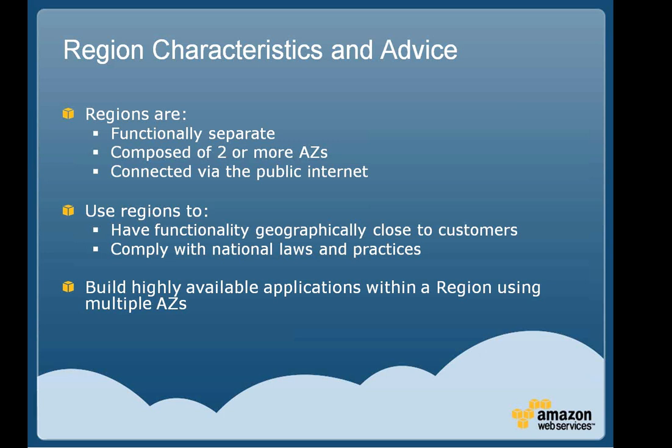You'll generally use regions for a couple of different reasons. You will use them to have your functionality geographically close to your customers. So if you have customers mostly located in Asia, you could choose to use our Singapore or our Tokyo regions. If most of your customers are in the US, perhaps use the US East or US West regions. And also our customers sometimes make choices of regions based on their need to comply with national laws and practices. We do generally recommend that when you build your application, you can definitely build a highly available application within a single region by the use of multiple availability zones.